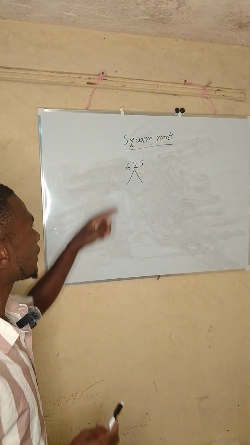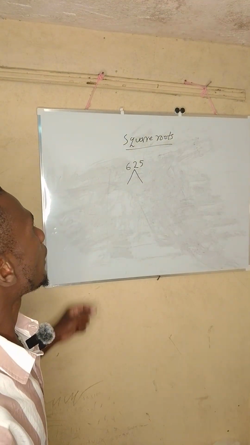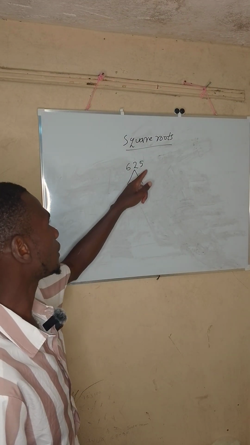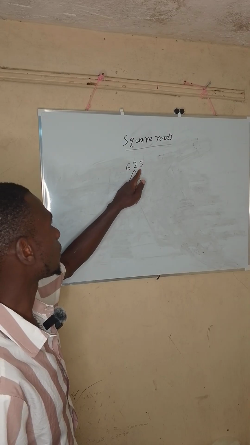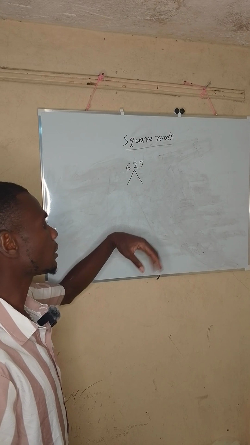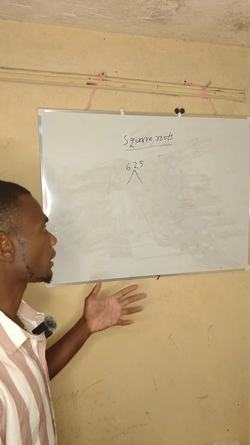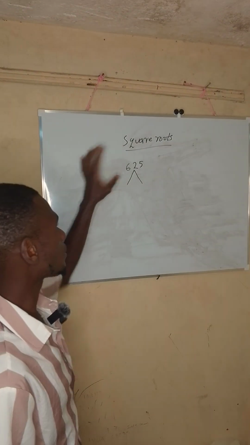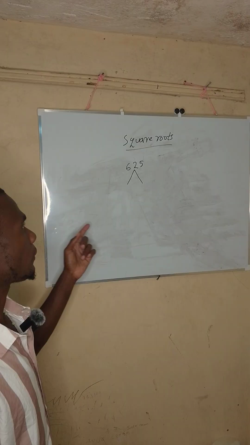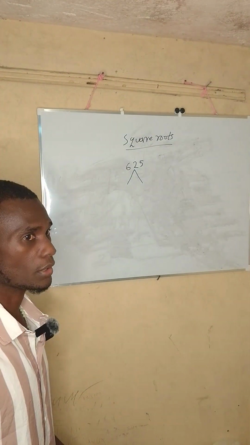Now, this number is not divisible by 2 because the last digit is an odd number. It is also not divisible by 3 because a number is divisible by 3 if the sum of the digits, if you add 6 plus 2 plus 5, that answer should be divisible by 3. If it is not divisible by 3, then the whole of that number is not divisible by 3. That is the divisibility test of 3. This number is also not divisible by 4 because a number is divisible by 4 if the last 2 digits are divisible by 4, which in this case is not.